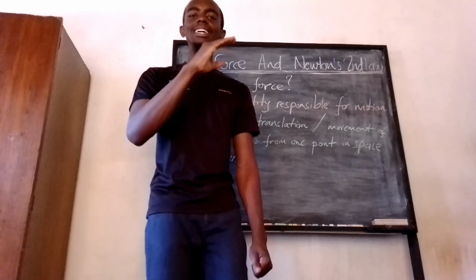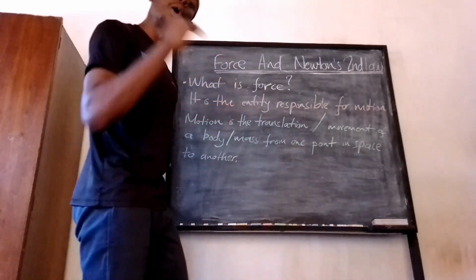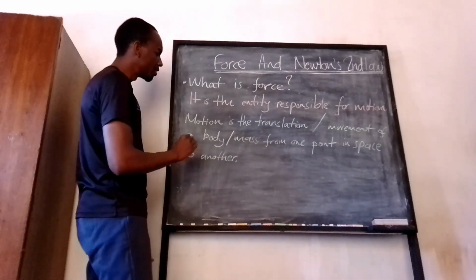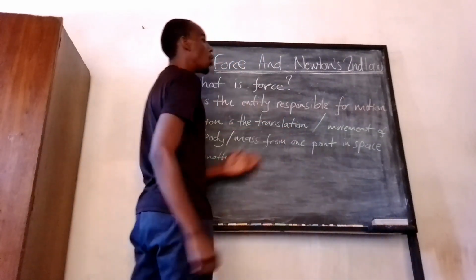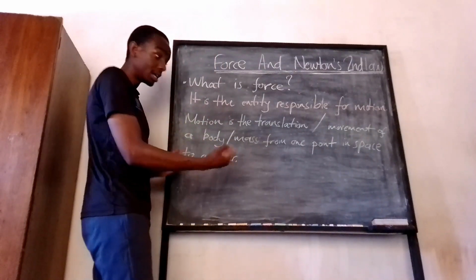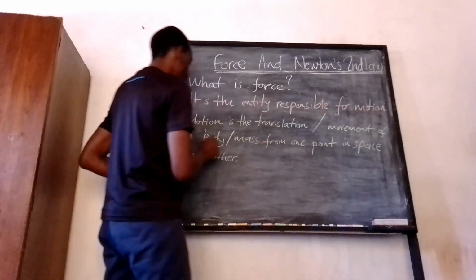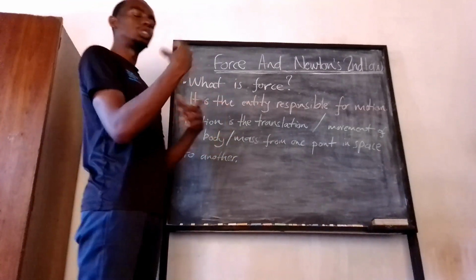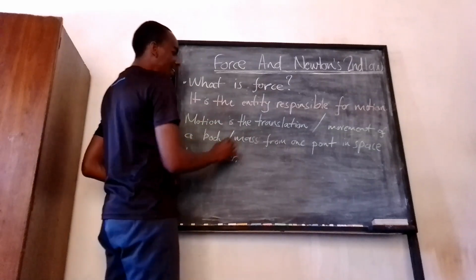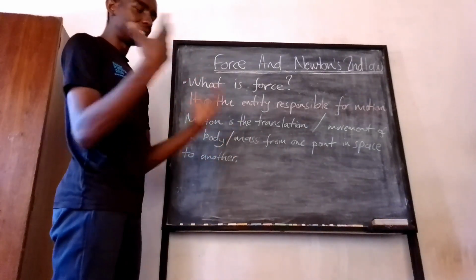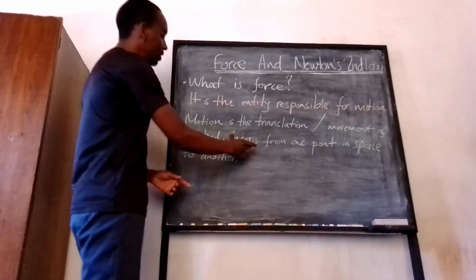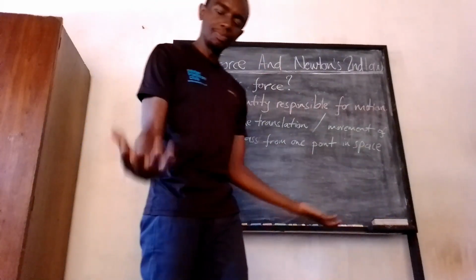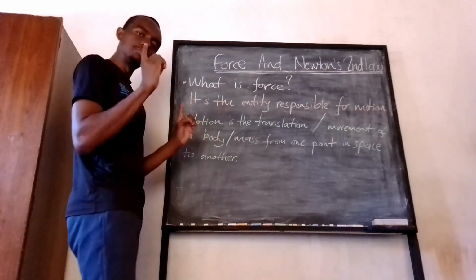So that is why I say it is the entity responsible for motion. Without a force, we have no motion. Without a force, we cannot get any motion. Now, what is motion? Again, I've written, motion is the translation or movement of a body or mass from one point in space to another. Now, when I say body or mass, I'm not trying to differentiate the two. I'm not saying the two are different. I say mass because we can distinguish bodies as quantity of matter. Body is just a common word in physics to describe a mass. So these two just mean the same thing.